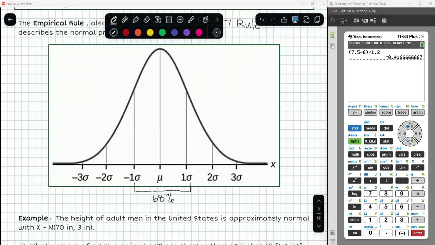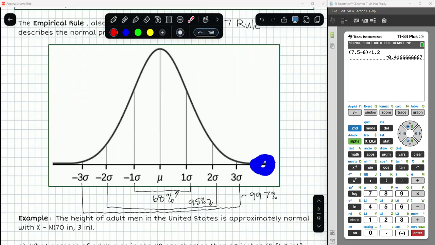We expect 95% to sit within 2 standard deviations of the mean. That's almost everyone. 2 standard deviations out, almost everybody. And then 3 standard deviations is essentially everybody. The 3 standard deviations is our 99.7% of all data, meaning we expect almost nobody, less than 0.5%, to be way out in those tails.